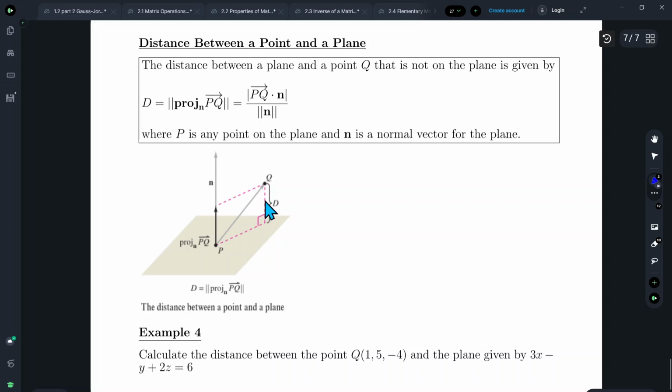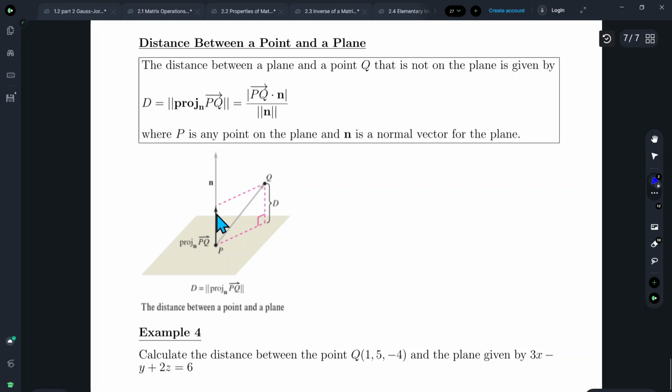So the hard part about trying to calculate this distance is we don't know the point on the plane that's directly beneath Q. However, what we can do is the following. Instead of trying to find this point here, we can take any point on the plane. In particular here, some point P is chosen, and then we form the vector from P to Q. And now, of course, this distance is not the same as d.